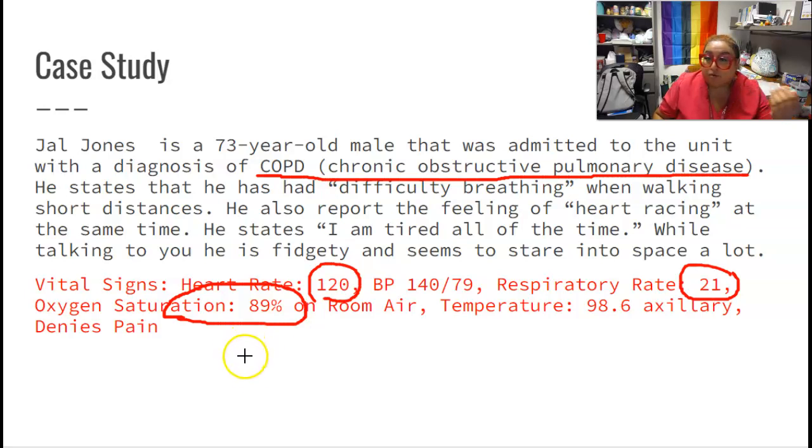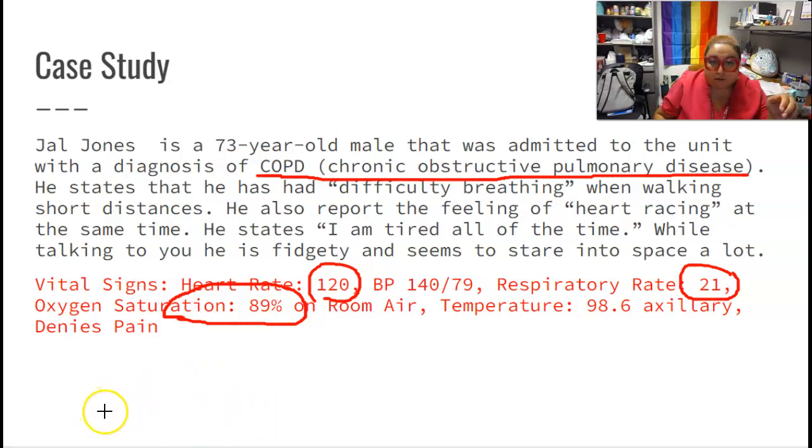So we don't need an order to reposition our patient. We don't need to ask the doctor to sit our patient up so that they breathe better. So hopefully that makes sense.